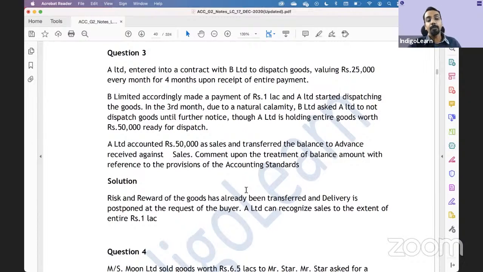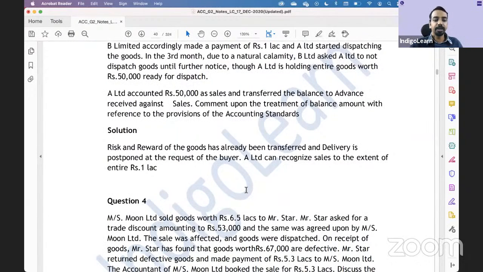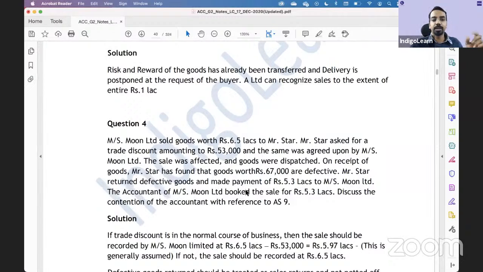Now here, what if you say the sale is for 1 lakh, the entire amount has been received, the contract has been entered into, and goods have been made ready for dispatch. At the request of the buyer, we are not dispatching. So we can still recognize the sale for the entire amount because the buyer has requested a delay in delivery. From our side, our activity is done, money is received, the title has been transferred, just that the delivery is delayed, and hence we can still recognize the revenue from sale of such goods. We'll have similar questions along these lines, whatever we have been discussing so far.